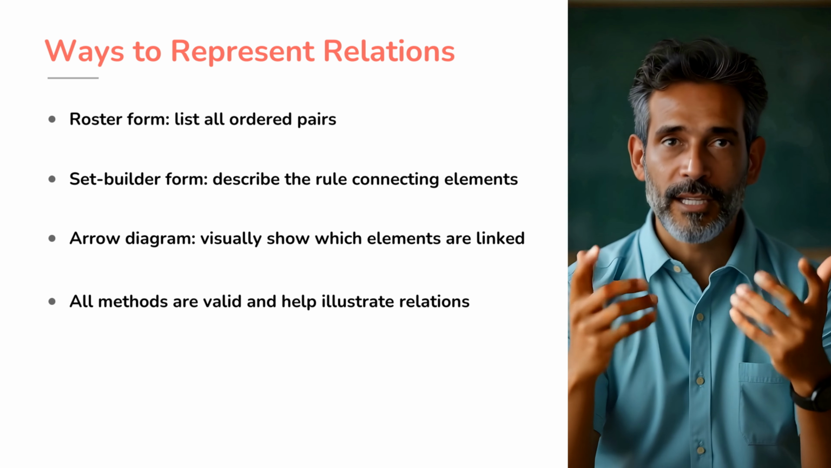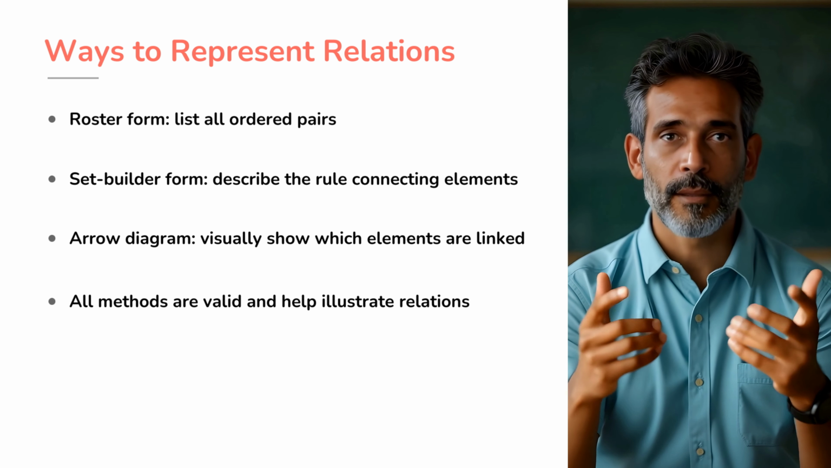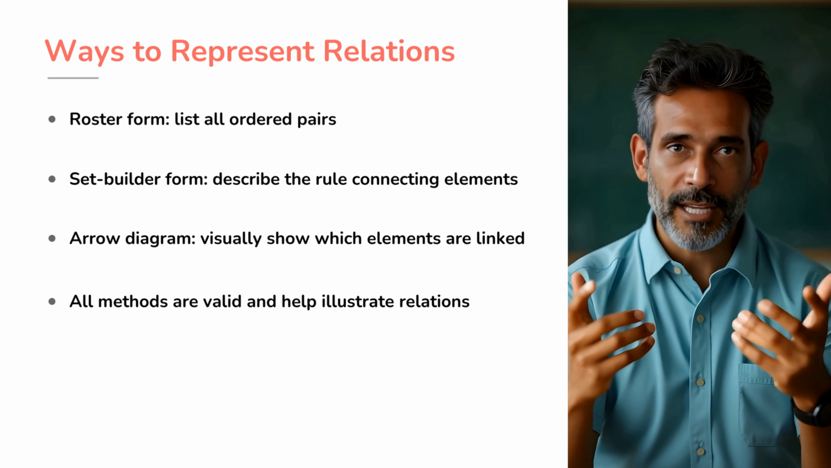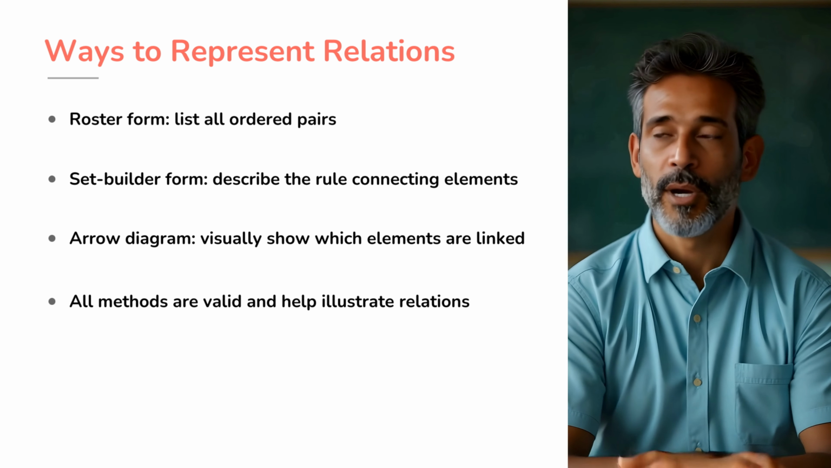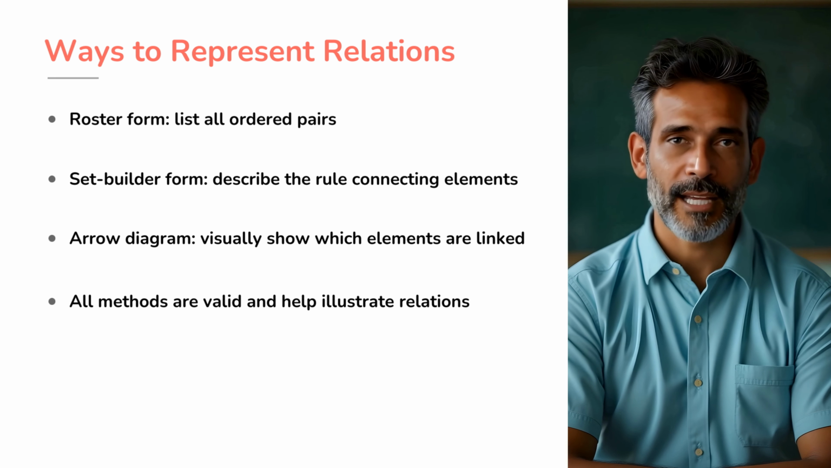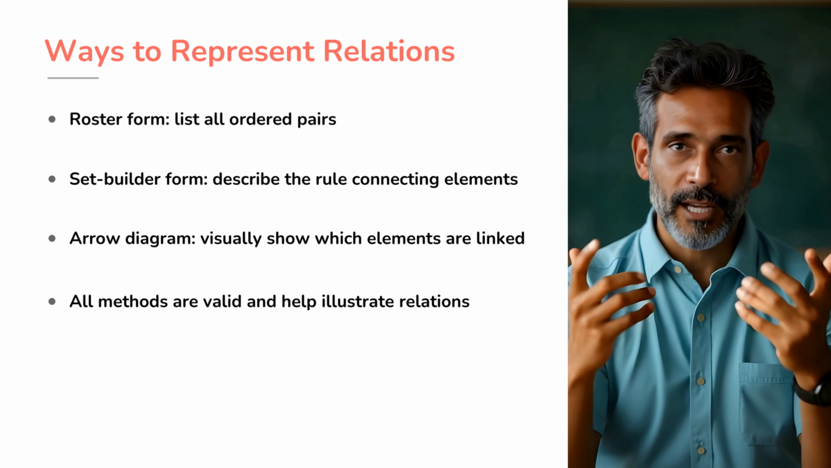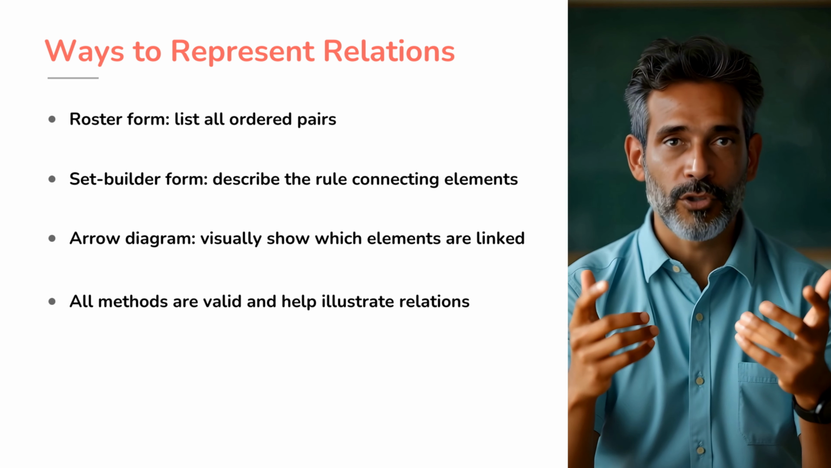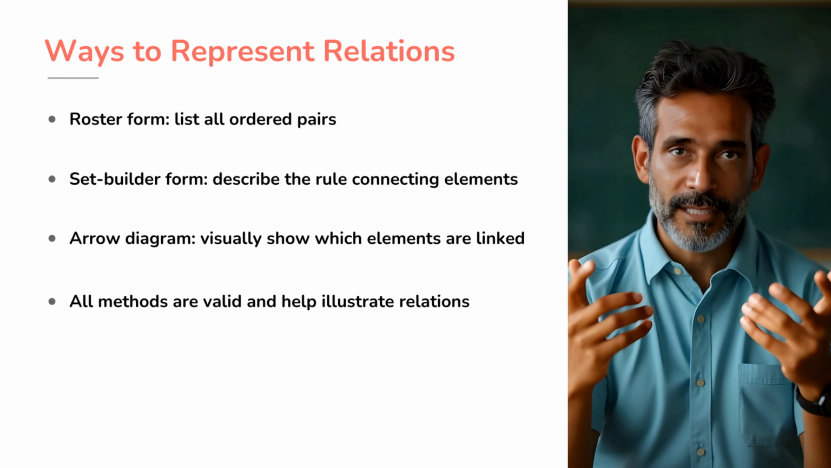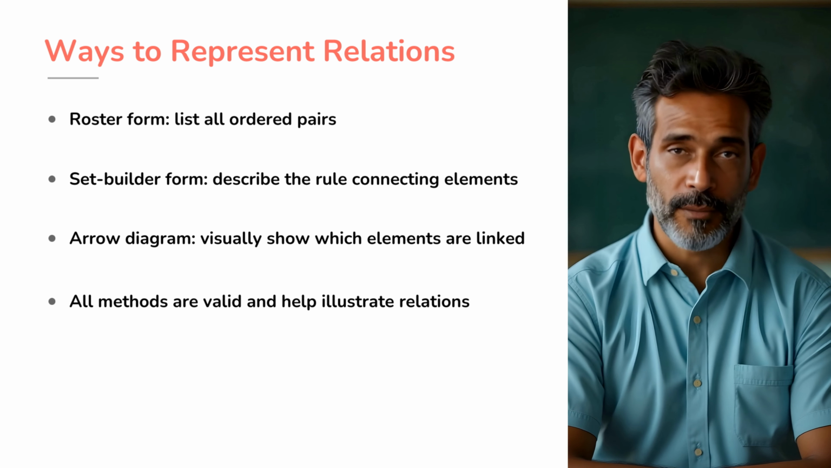Relations can be represented in three main ways, and each method helps you see the connections clearly. First, roster form. This is where you list each ordered pair explicitly. R = {(A, Ali), (B, Bhanu), (B, Binoy), (C, Chandra)}. Second, set builder form. Here, you describe the rule that creates the relation.